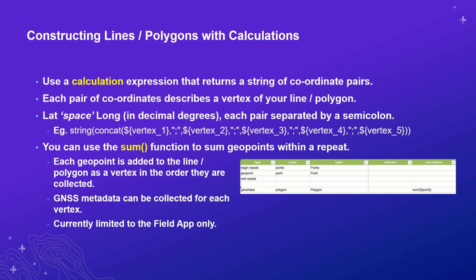Perhaps a more useful application would be to use the sum function as a calculation expression for the Geotrace or Geoshape question. Summing geopoints within a repeat allows us to construct the line or polygon by adding the geopoints as vertices in the order that they are collected. The main advantage of this approach is that the GNSS metadata can be stored for each vertex, allowing the auditing of geometry capture accuracy. This methodology is currently limited to the field app only.